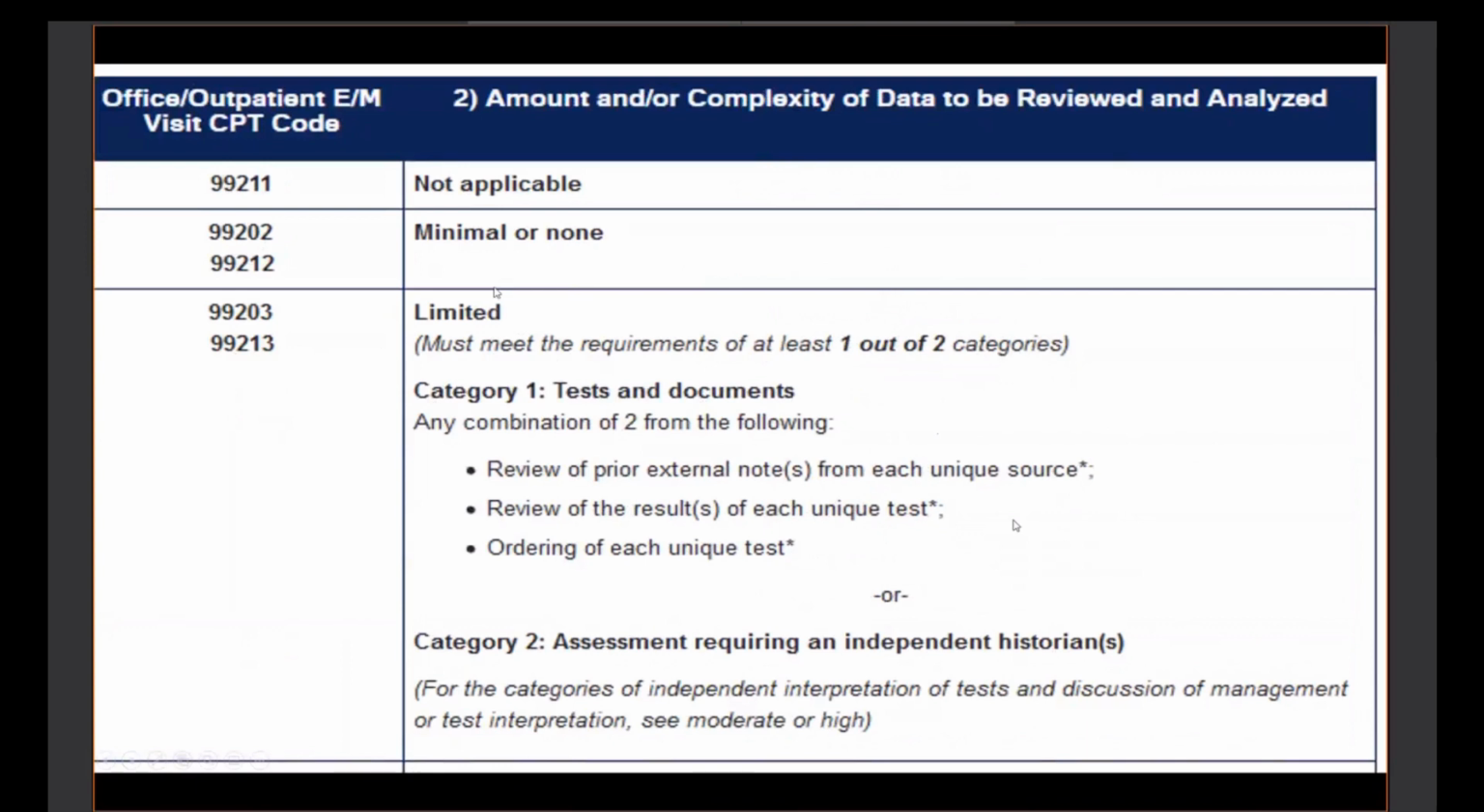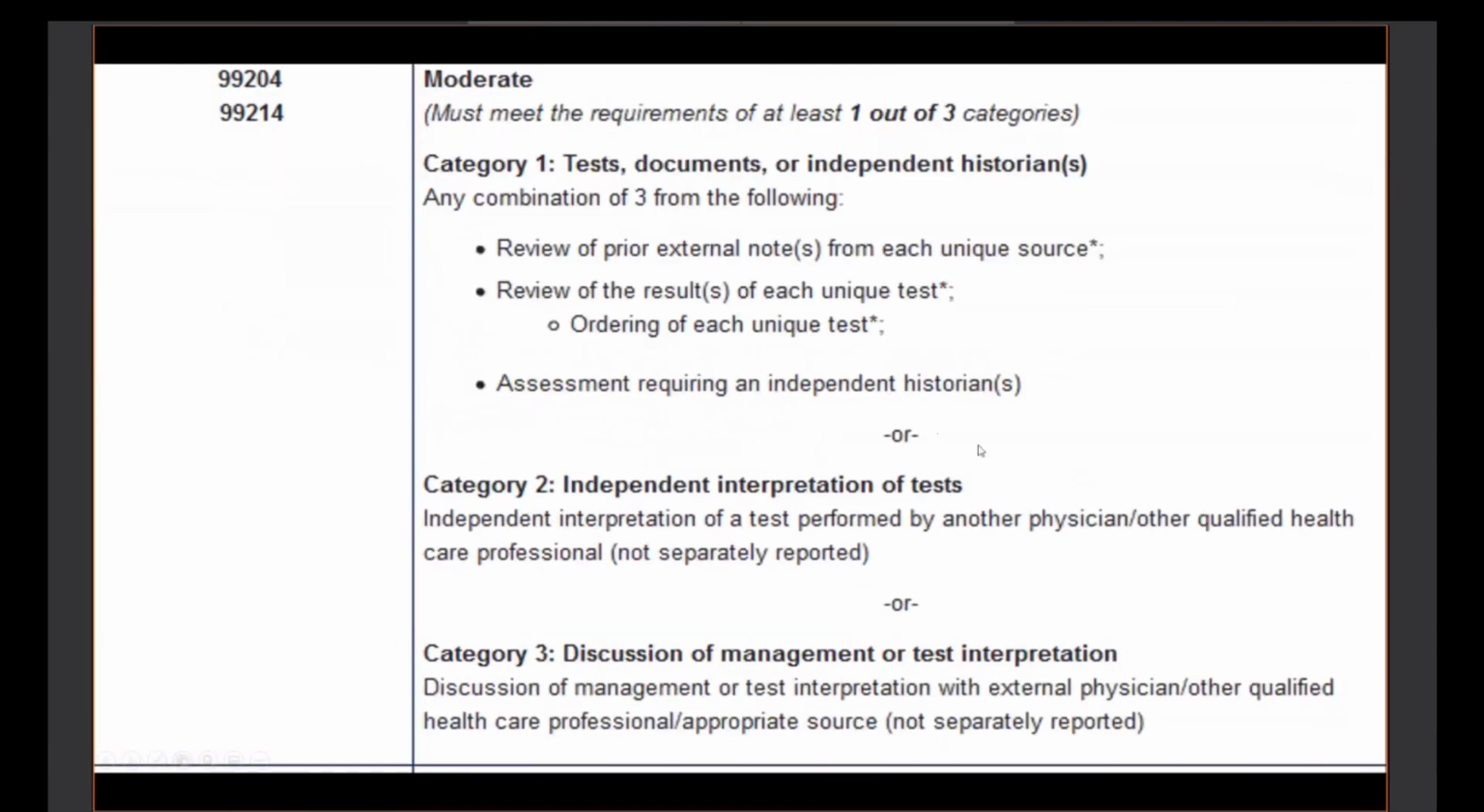Then you have the moderate, which requires 1 out of 3 categories. So if you're going to choose category 1, then it has to have any combination of 3, right? And then category 2 is the independent interpretation of tests and discussion of management.